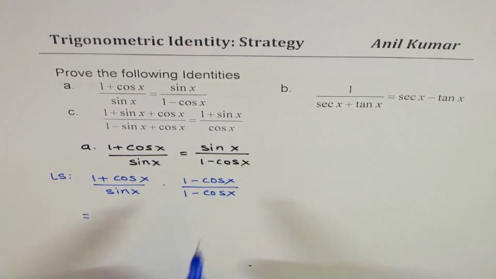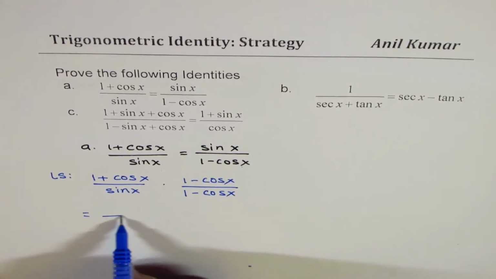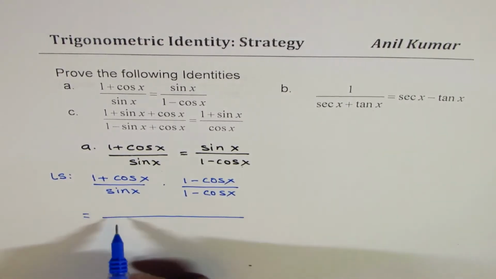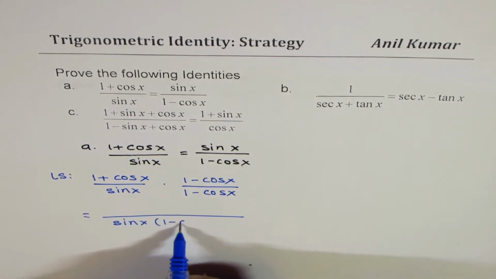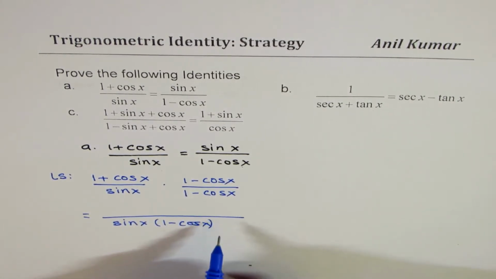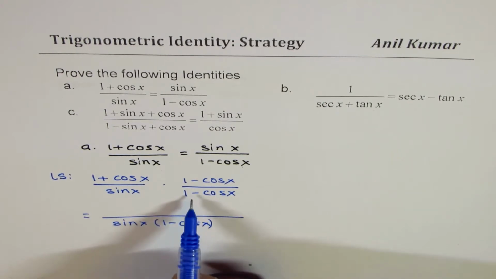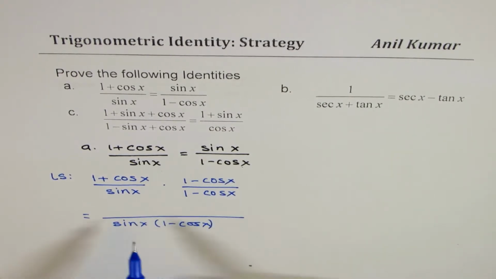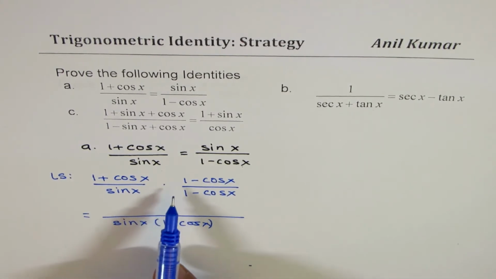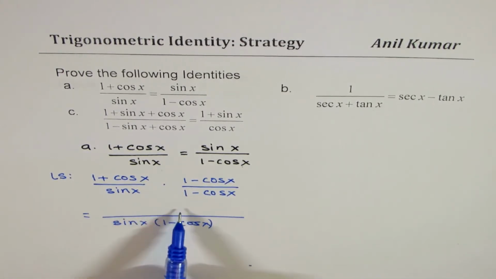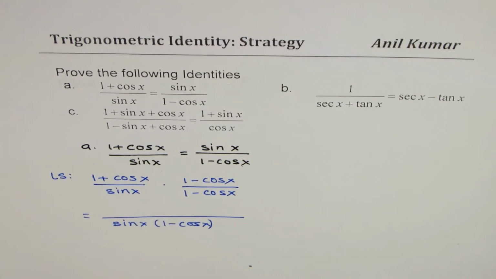Correct? Now we'll maintain that. So in the denominator, we'll keep the terms as such, which is sin x times (1 - cos x). We are not going to expand it. We need 1 - cos x. But what extra we have is sin x, which we need to cancel out with the numerator. That is the strategy. So I could see a solution while doing this step. So that is kind of important to understand.